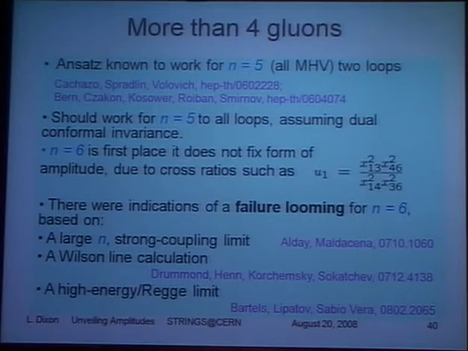At n equals 6, you can't use this invariance to fix the six-point amplitude, because there are certain invariants that you can build that are not transformed by the dual conformal symmetry. So there was an issue that things were not so determined at n equals 6, and there were actually some explicit indications that the ansatz might break down at this point. Some of it came from high energy or Regge limits. Some came from a strong coupling large N calculation. Some came from a Wilson line calculation.